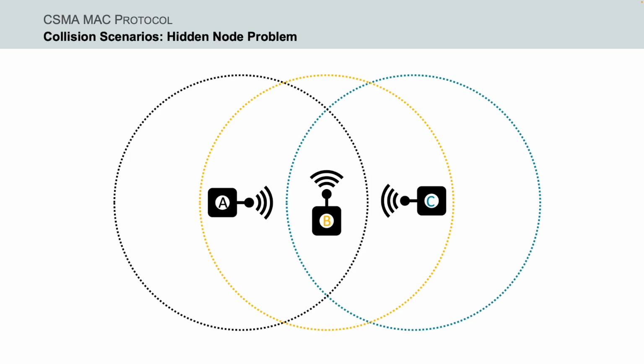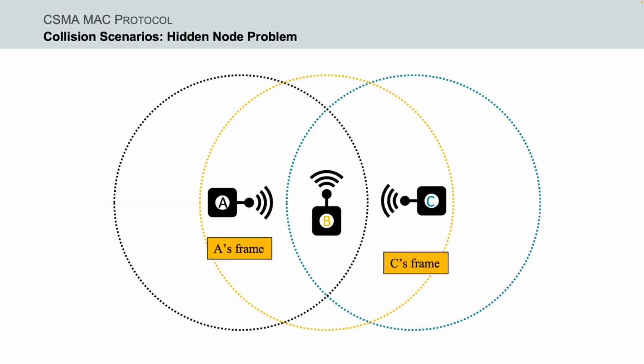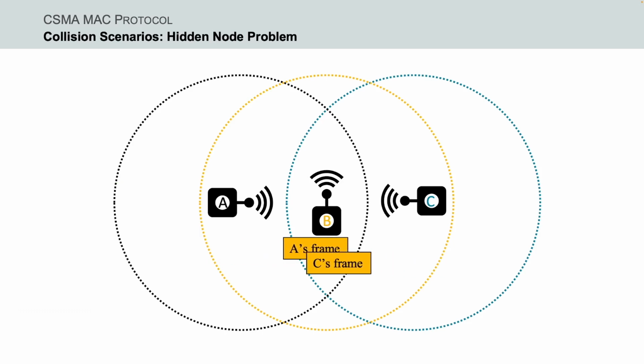The problem is when nodes A and C, not necessarily at the same time, perform the carrier sense mechanism to detect that the shared channel is idle and start to transmit frames to the common destination, node B. Because the nodes A and C cannot receive each other's signals, they cannot detect the collision before or while transmitting, so collisions will occur. As a result, node B receives corrupted frames.